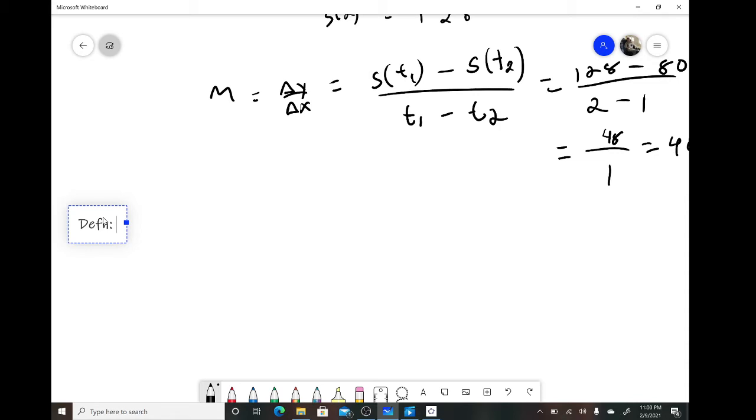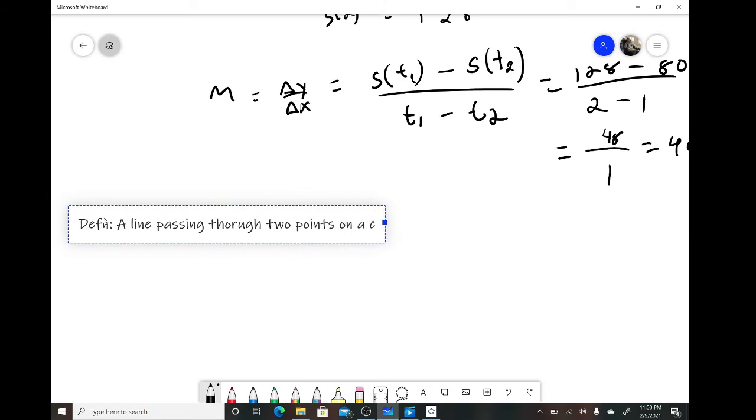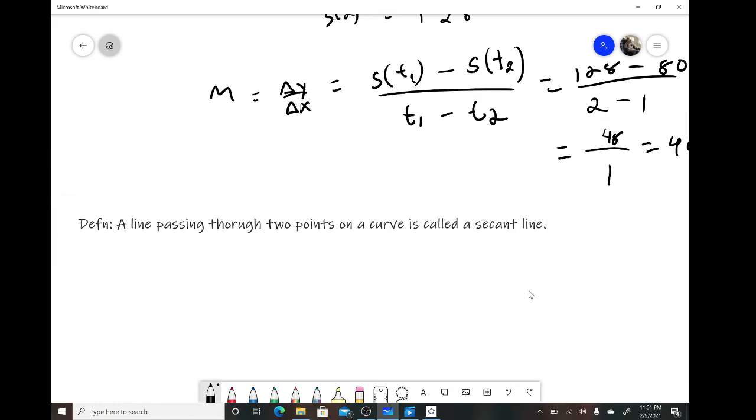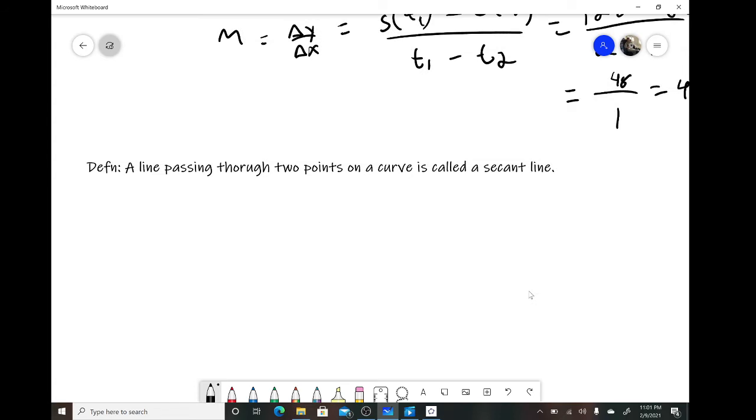So a line passing through 2 points on a curve is called a secant line. So whenever you have a line that passes through 2 points on a curve, you have a secant line.